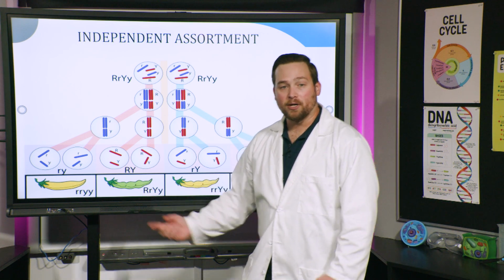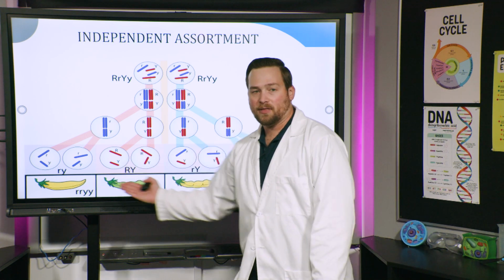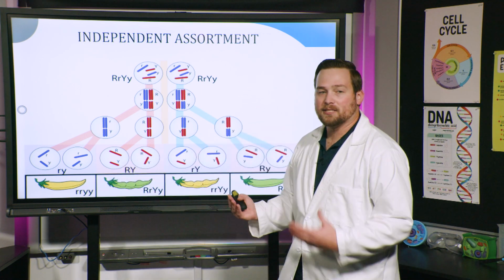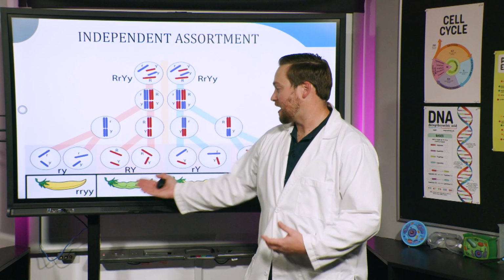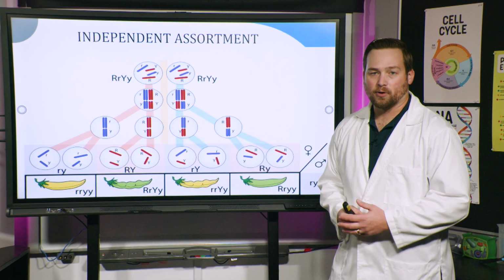They can also be wrinkled. So the color of the pea pod does not have any bearing on whether it's wrinkled or smooth. And the same thing's happening with the green pea plants here.